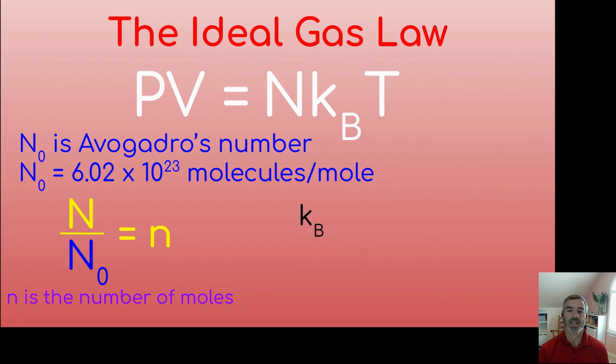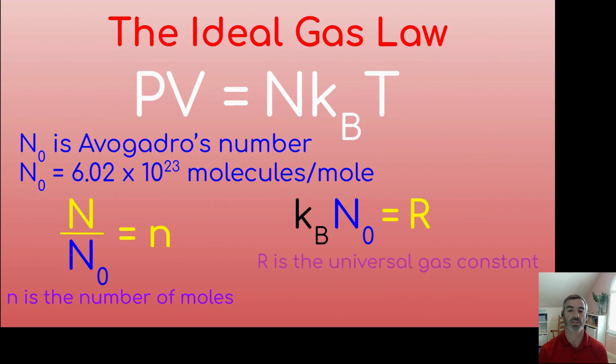We can also take the Boltzmann constant multiplied by Avogadro's number. So we're multiplying two constants together, which is going to give us another constant, which is known as the universal gas constant. And that value is 8.31 joules per mole Kelvin.